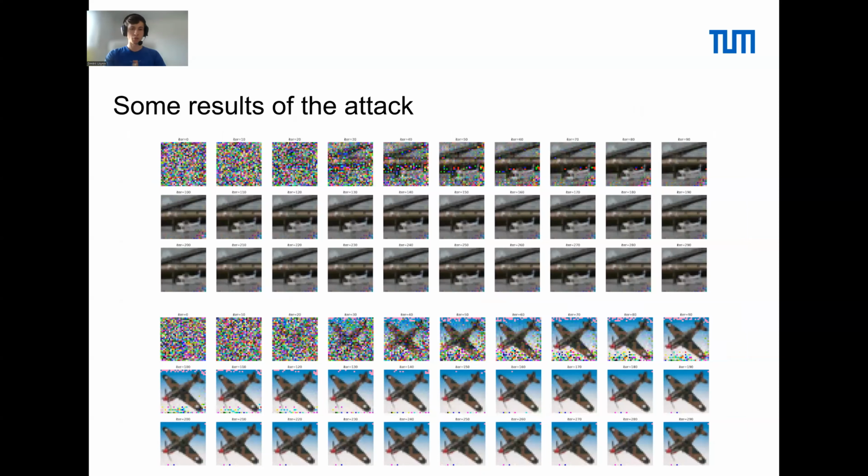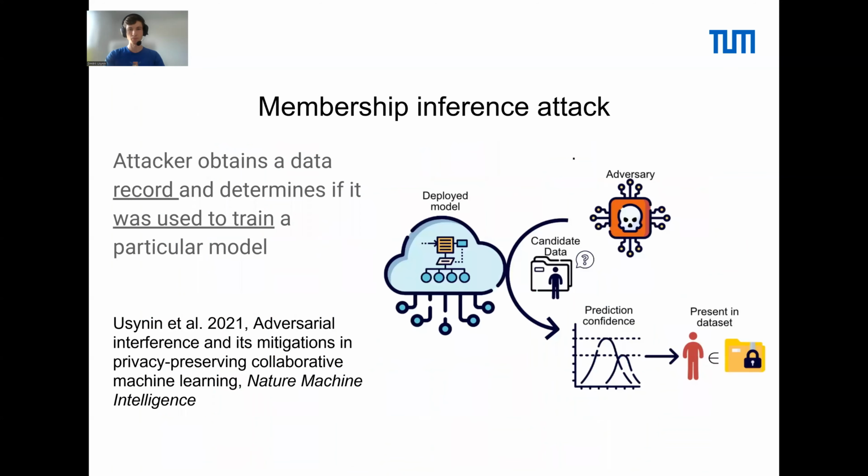And the results of this attack are pretty impressive. Within 40 or 50 iterations, you can already get not just the outline of what the training data looks like, but in some cases, the exact reconstruction of the image used to train the model using this reconstruction method.